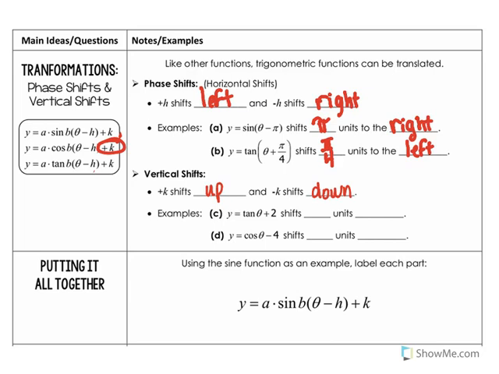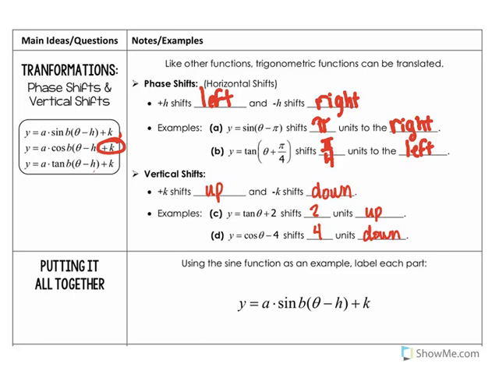So if we have tangent of theta plus 2, that's going to shift it by 2, and it says plus, so it's going to be up. When it says cosine of theta minus 4, don't put shifts minus 4. Put shifts 4, and then it's down. Never put the positive or negative in there. Just like we did with the phase shift, we did not put the positive or negative in there.